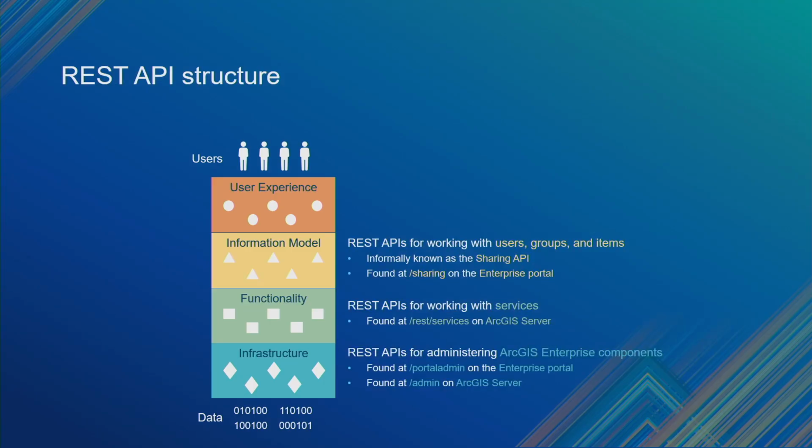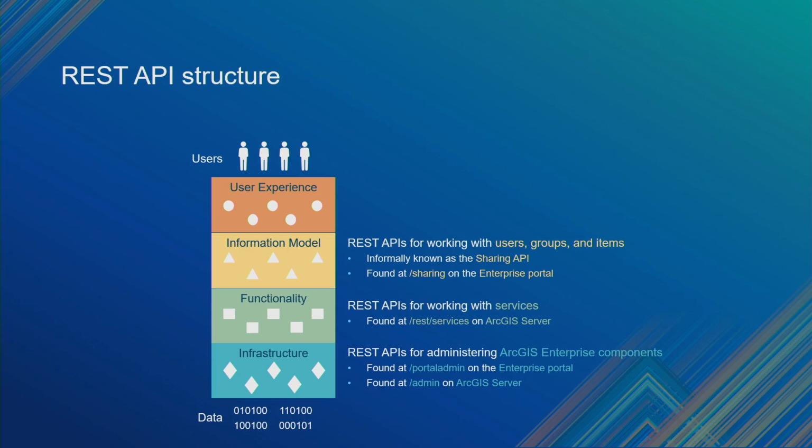And so for each of these three bottom layers where we have the information, functionality, and infrastructure, they each have their own REST API. So the information model, we refer to this as the sharing API. Functionality, we refer to this as the services API. And the infrastructure layer is where the portal administration and the server administration endpoints are.